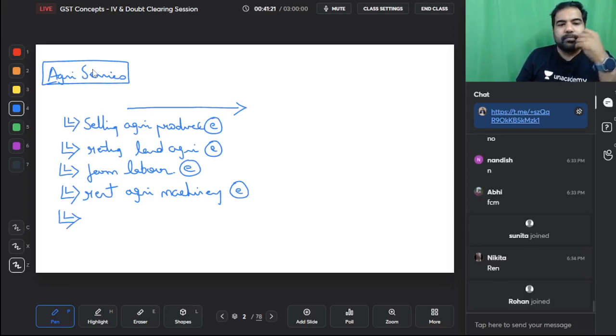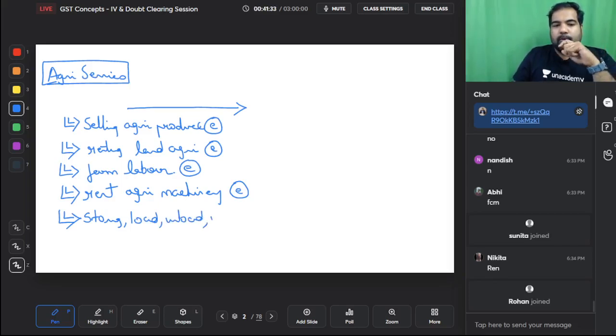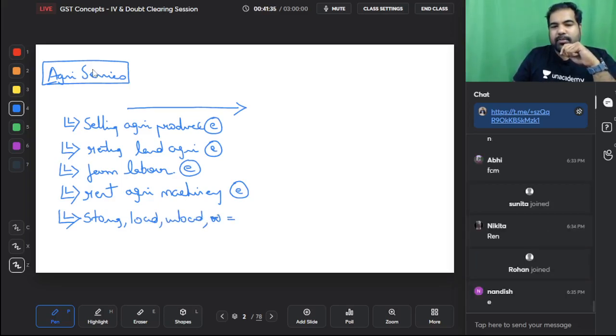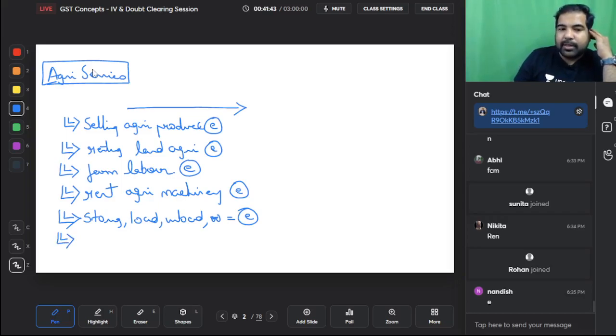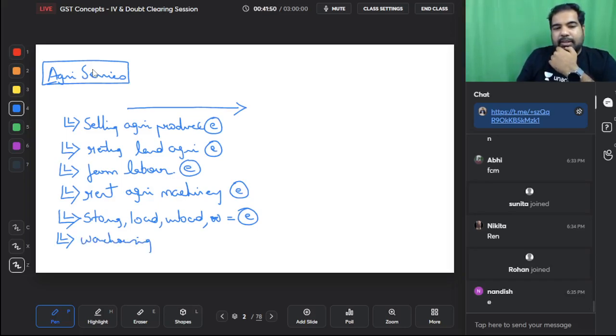Next, any services like harvesting, storing. So storing, before storing you will load, for storage you will unload, so all this is also exempt. Yes. Then guys, this is the entire stage: selling agricultural produce, renting the land, farm labor, renting agri machinery, storing, loading, unloading. Warehousing, and these 2 points have certain good exceptions. We will see warehousing is also exempt.